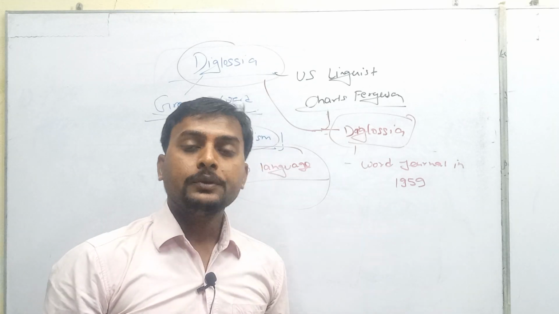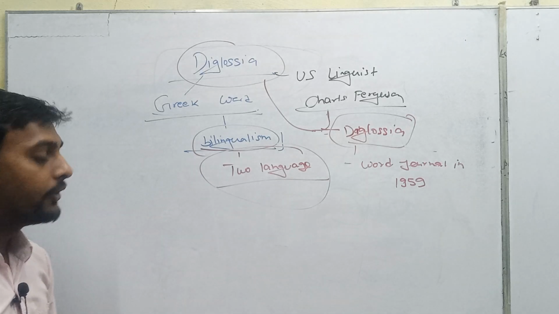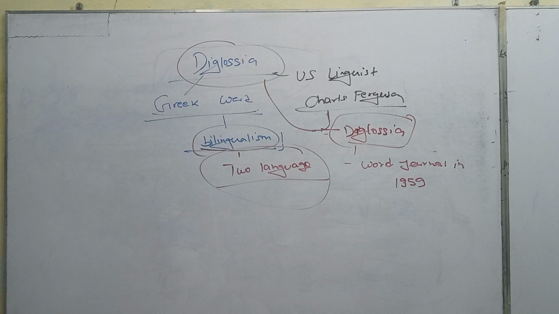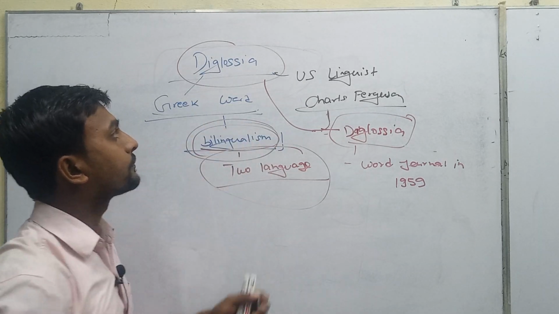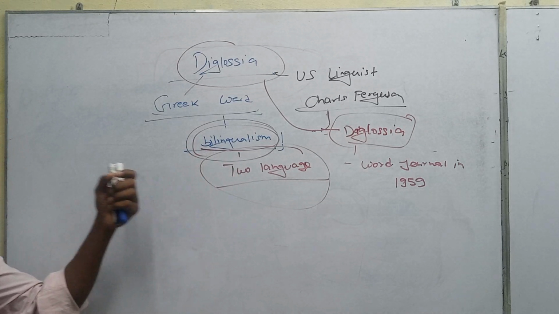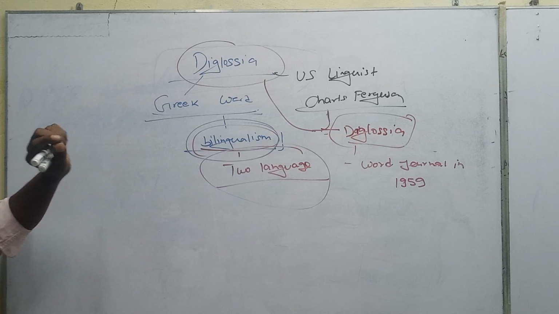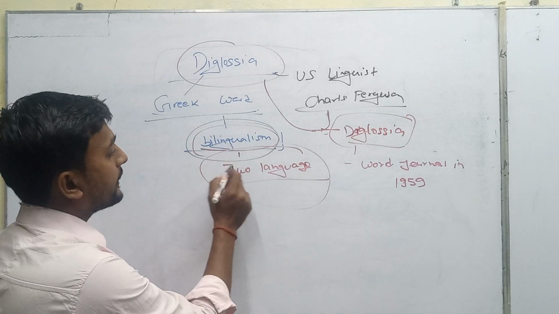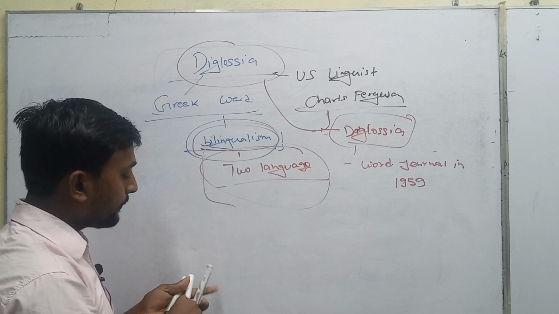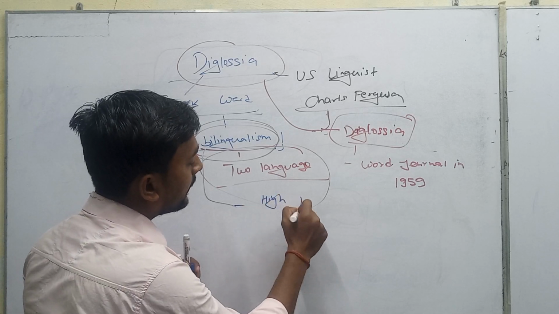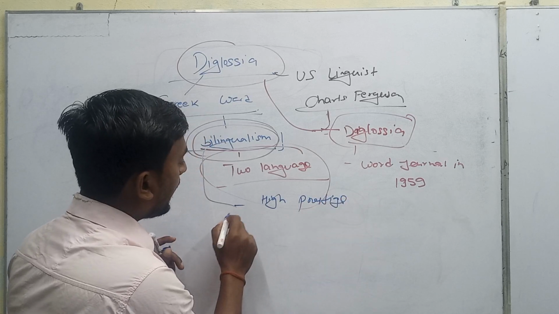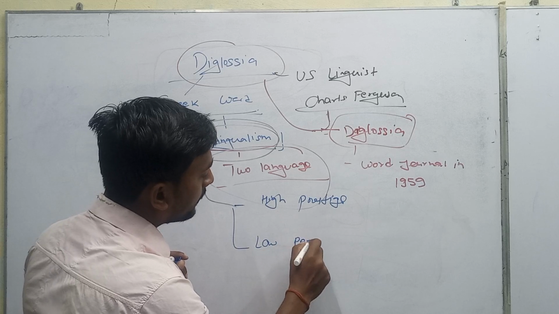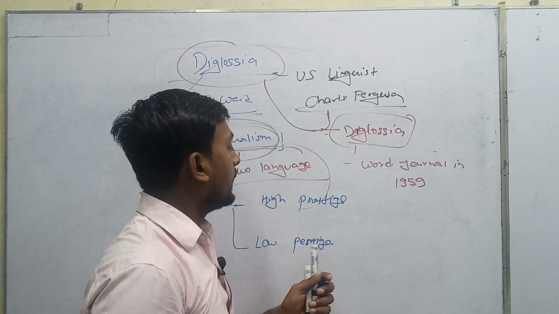When we come to define diglossia, according to Charles Ferguson, diglossia is seen as a kind of bilingualism in a society in which one of the languages has high prestige and another has low prestige. High prestige.